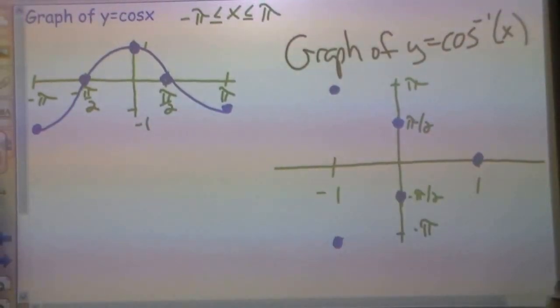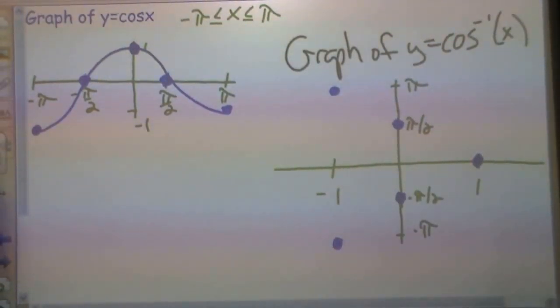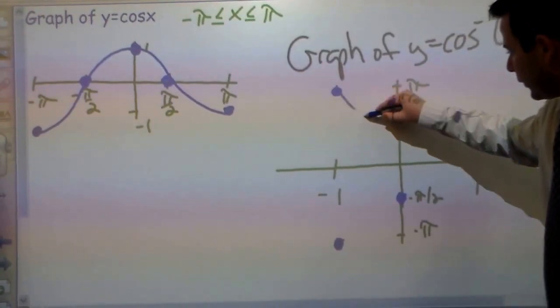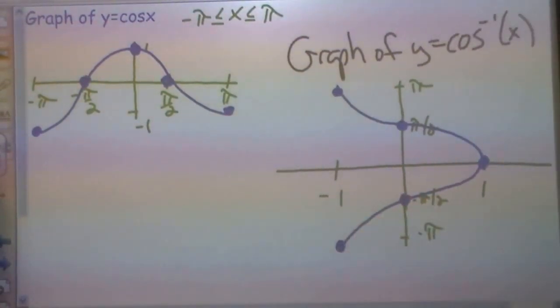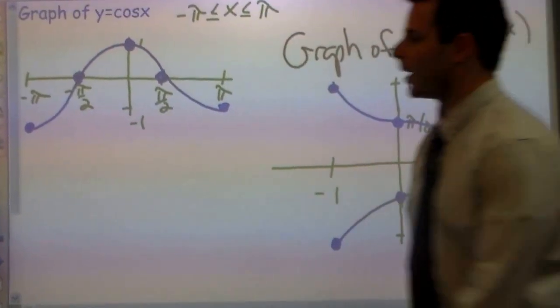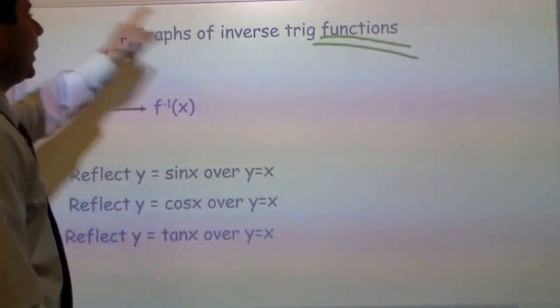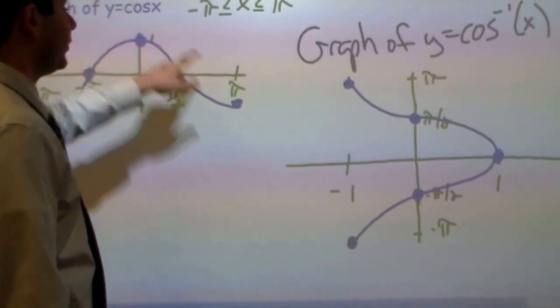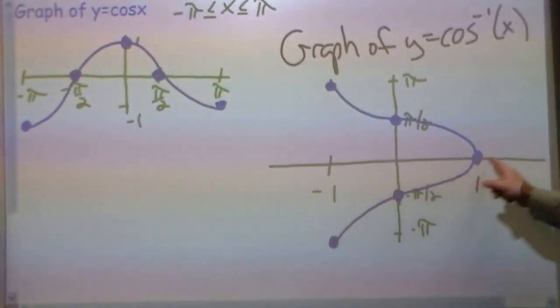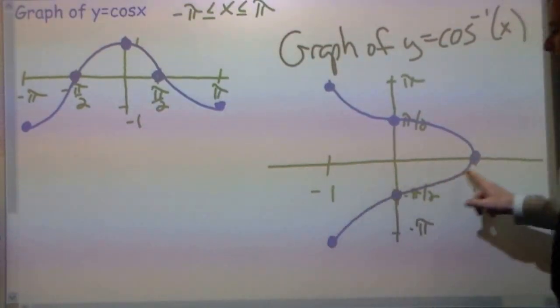So now, if you take a look at what this graph looks like, it's a reflection over the line y equals x to make it look like so. There's our graph. Again, if you go back to the title, inverse trig functions. This is not a function. It does not pass the vertical line test.